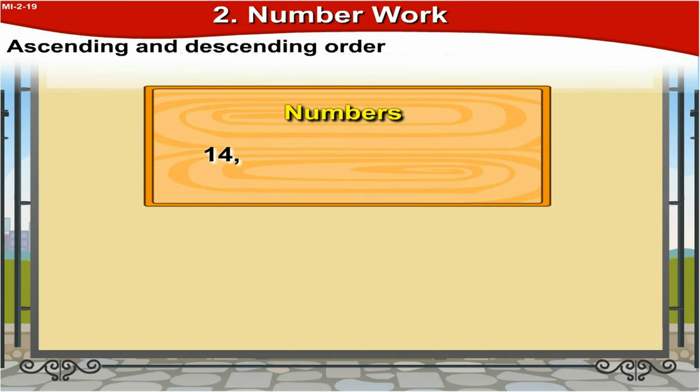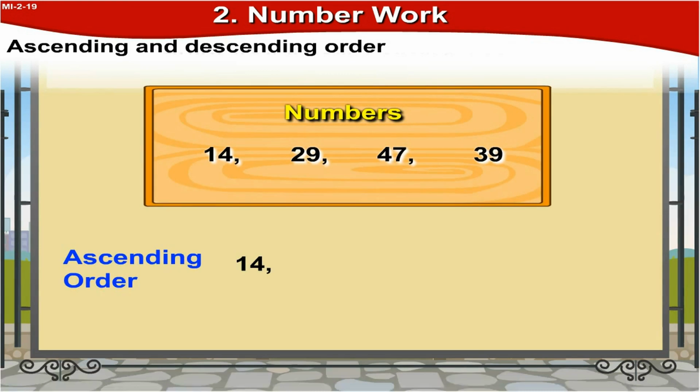Now the last set of numbers 14, 29, 47, 39. Let us find out the smallest number. That is 14. So we will write 14 first. Then a number bigger than 14. That would be 29. Then a number bigger than 29 is 39. And in the end, 47. So the ascending order is 14, 29, 39, 47.